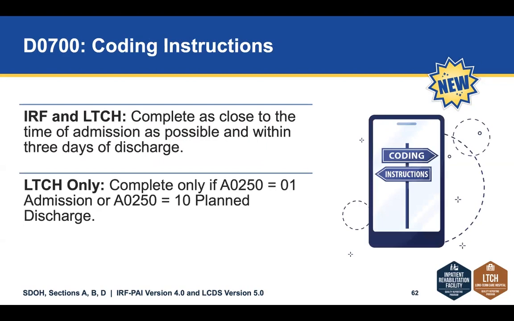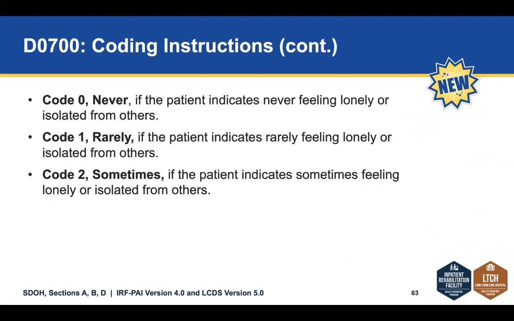The coding instructions for social isolation mirror that of the health literacy data element. Specifically, this data element is to be completed on admission and discharge, as close to the time of admission as possible and within 3 days of discharge. For LTACs only, there is further information that this data element is completed when A0250, reason for assessment, is coded as either 01, which means the admission assessment, or when A0250 is coded as 10, which means planned discharge.